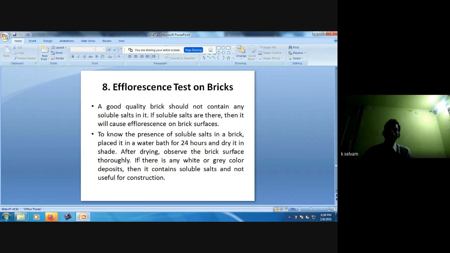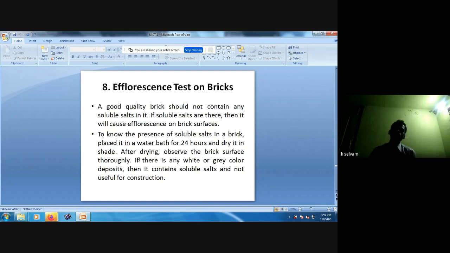Then the efflorescence test on bricks. A good quality brick should not contain any soluble salts. If soluble salts are there, then they will cause efflorescence on the surface because the salts are deposited on the brick surface.